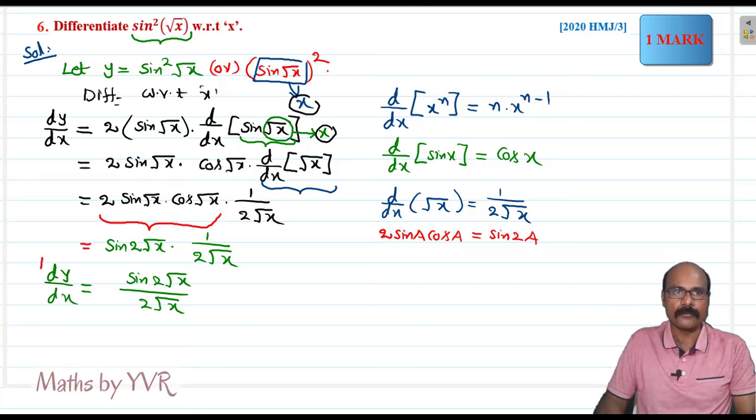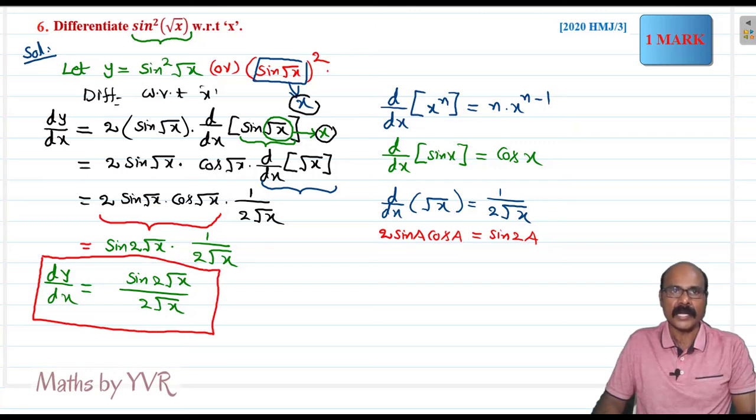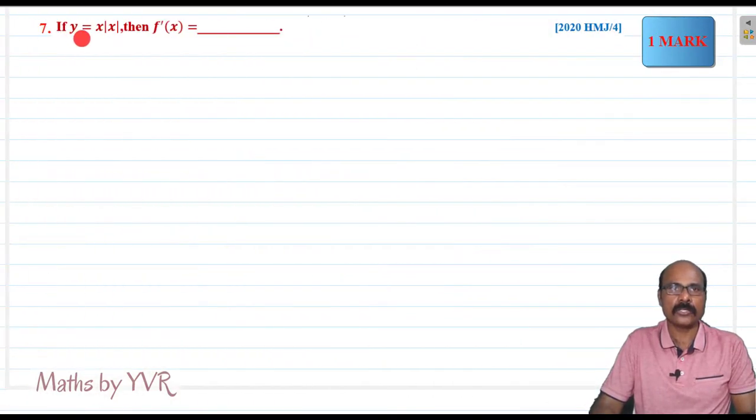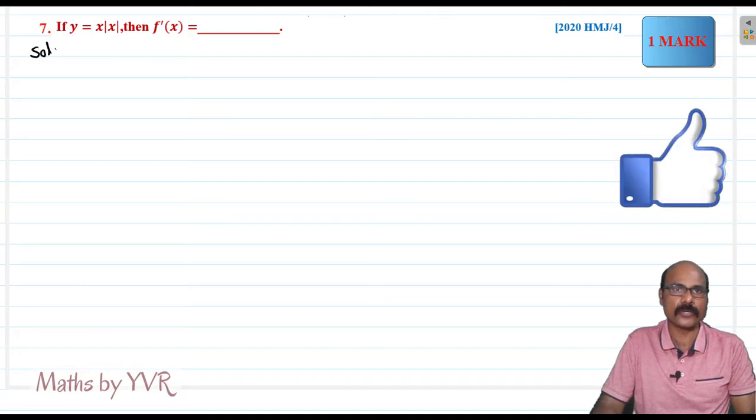So this is the final answer for the given question. I hope you understand. Let us discuss one more question. Look at this question. y is equal to x into mod x, then what is f dash x? This is a very interesting and important question. Let us discuss the solution for this question.